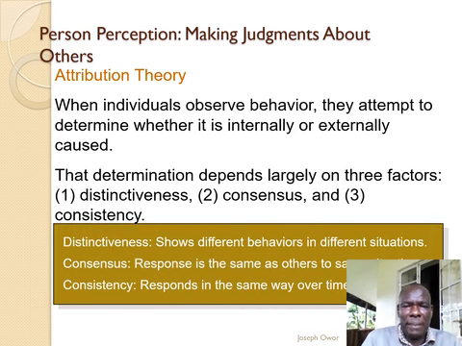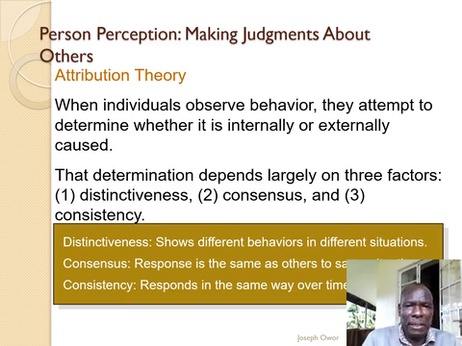So how do we perceive? Here we're dealing now with person perception, which is making judgments about others. So we'll start here with attribution theory. When individuals observe behavior, they attempt to determine whether it is internally or externally caused.